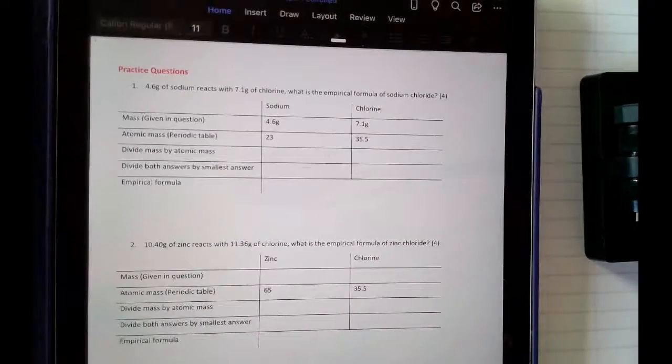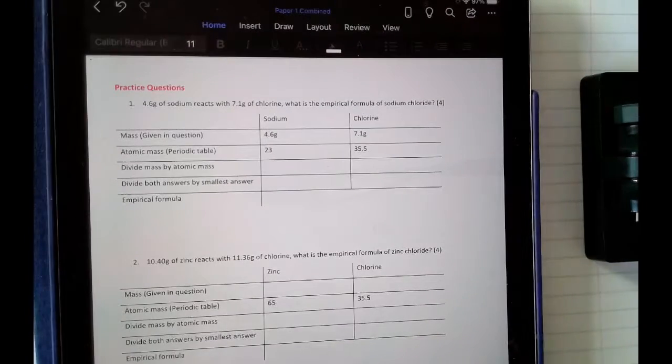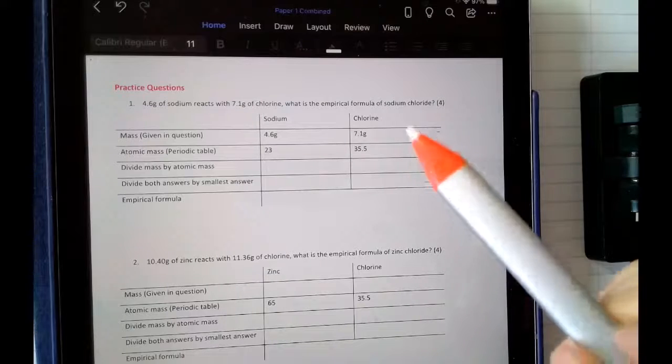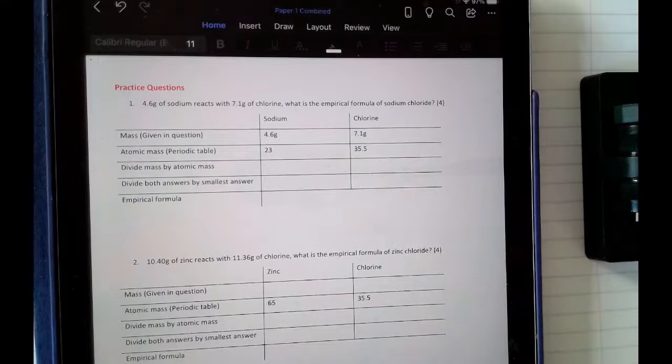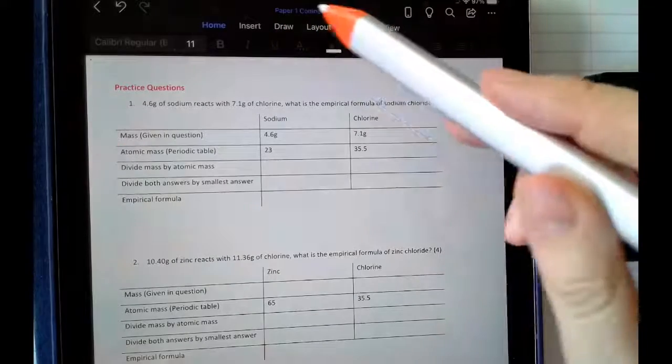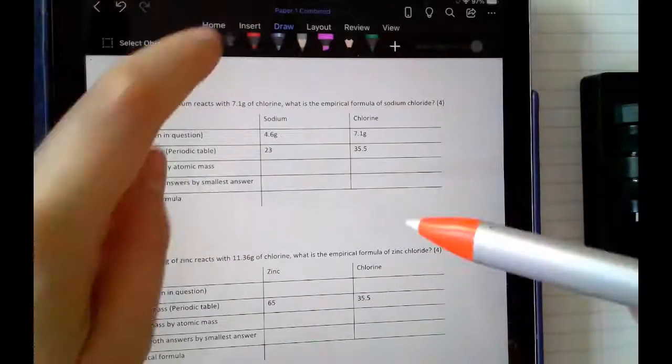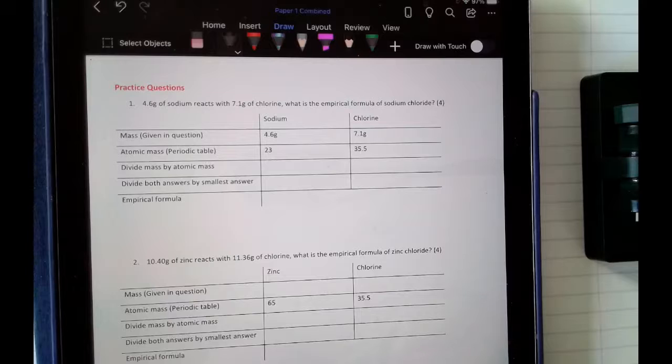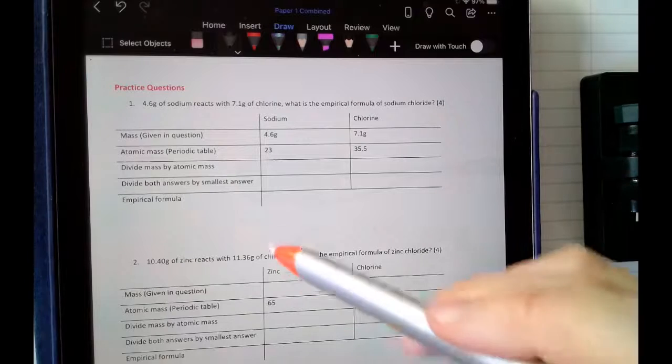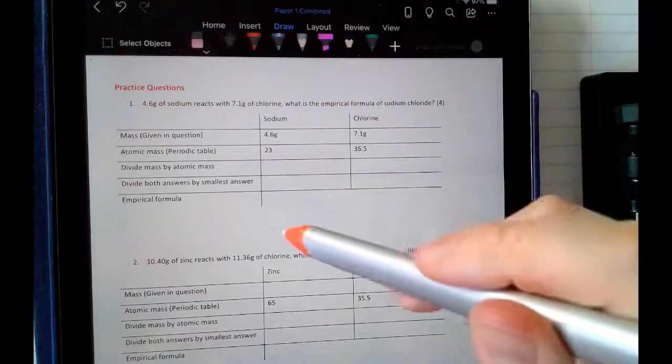We're going to do another few examples. I'm going to use my iPad, so I've already drawn the table here. I've got a similar question. I want the empirical formula of sodium chloride. I've written the mass of sodium and chlorine into my table. I've also written the formula mass of sodium and chlorine into my table. Again, those numbers I'm just getting from my periodic table.